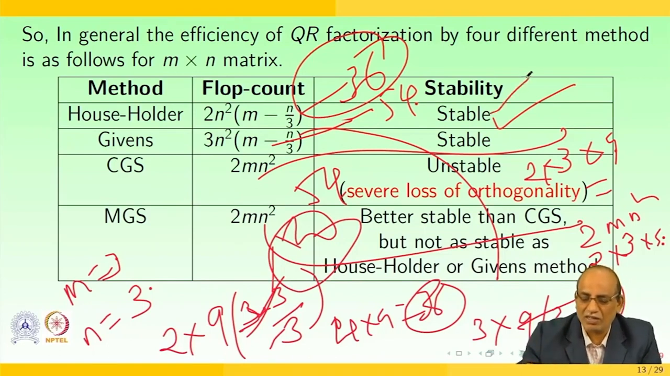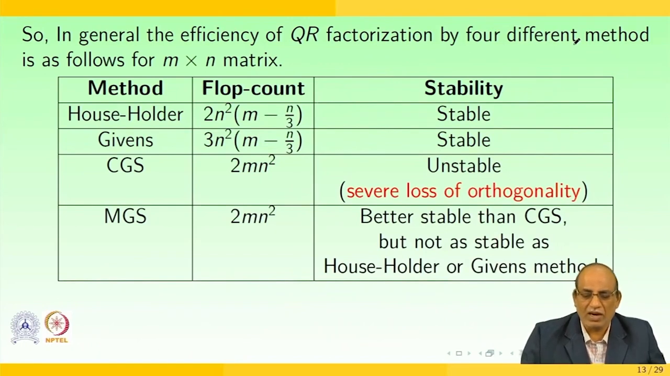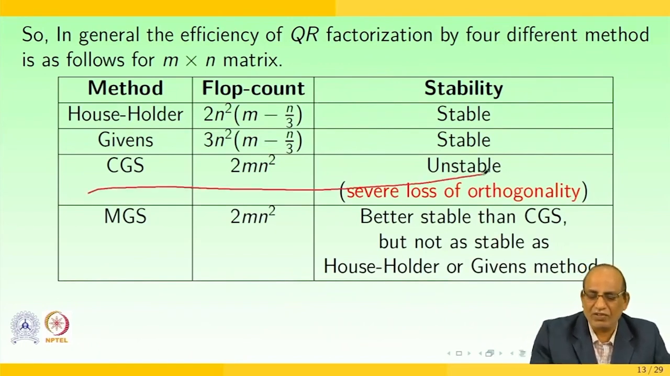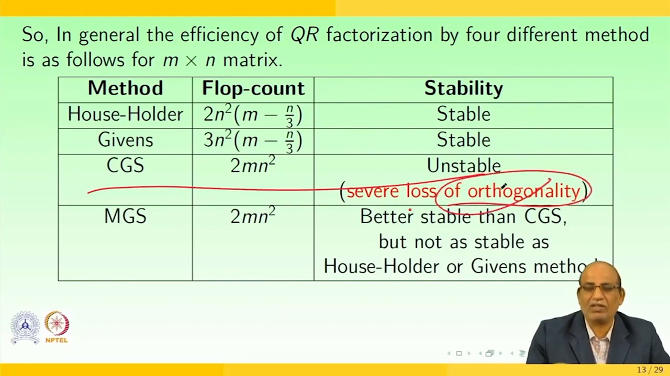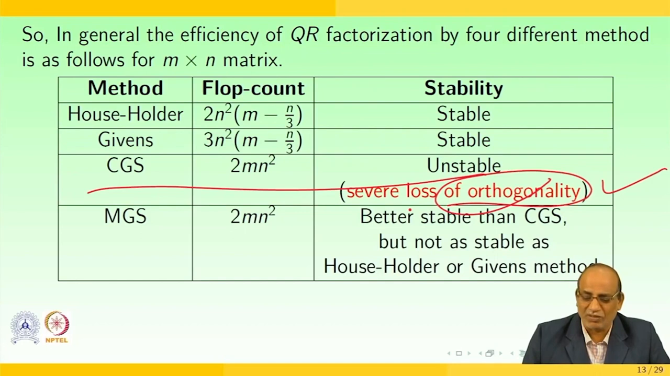So it is still a stable algorithm. Similarly, the Givens method is also a stable algorithm, which we see from here. And you see the CGS method is not only unstable, there is severe loss of orthogonality. Orthogonality is being lost when you use the CGS method. So you do get severe difficulties, and obviously the method proved to be unstable, and it is not at all a desirable case. Therefore, it is necessary to change to a perfect orthogonality so that we could get a stable solution.